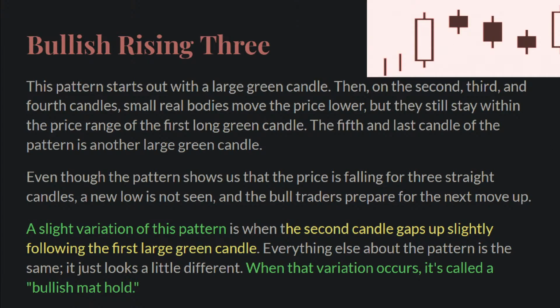So the slight variation of this pattern is when the second green candle gaps up slightly higher than the first one. And that's actually another pattern there. When this small red candle has a gap up and is completely higher than the first one, that's called a bullish mat hold. But everything else basically works exactly the same.